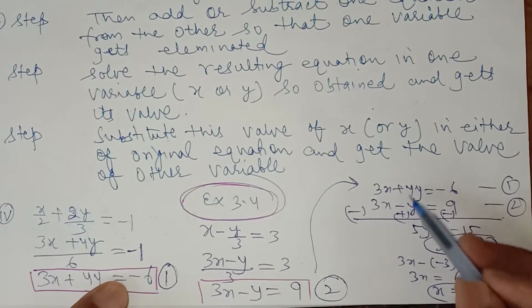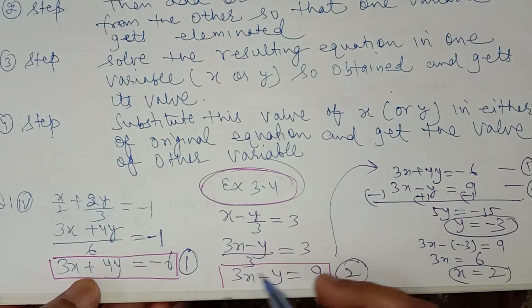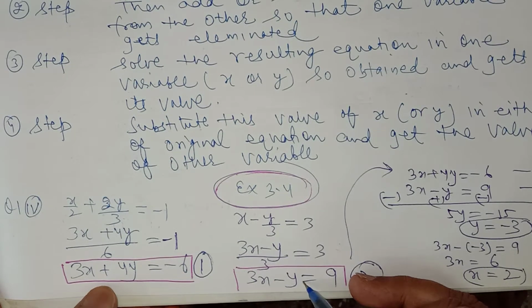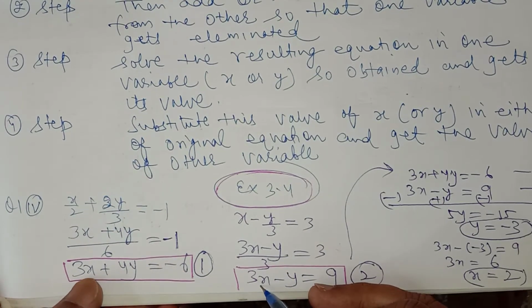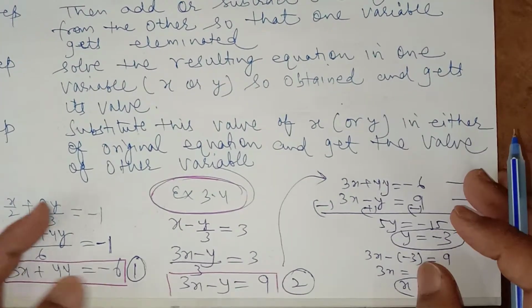Now these are the 2 equations we have. Now we don't have to multiply any number by any number, because already we are getting the coefficient of x in both the equations the same. So you don't have to multiply by any number. So I am getting this equation.